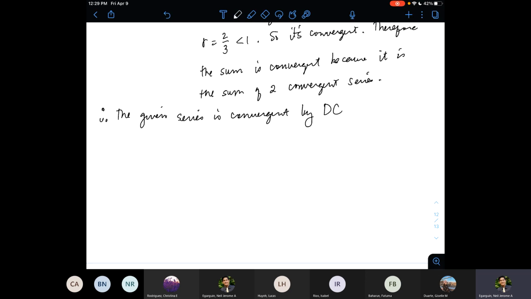By the direct comparison test. So I hope by now you realize that the direct comparison test is not really a very fancy test. Actually it's kind of an intuitive or common sense test, right? If you have a series that is smaller than a convergent series, it converges. If you have a series that is larger than a divergent series, then it will diverge, which makes sense even if you don't know the proof mathematically, right?